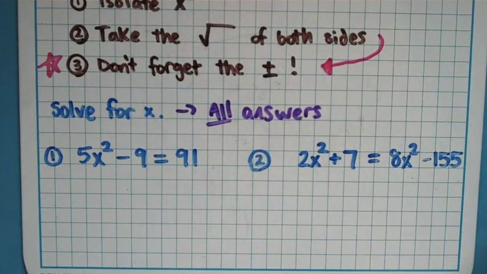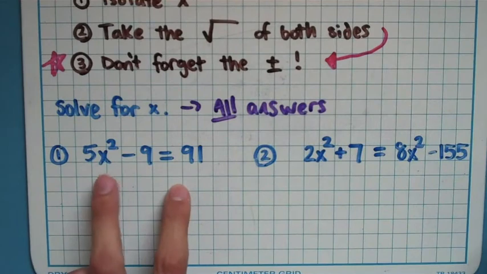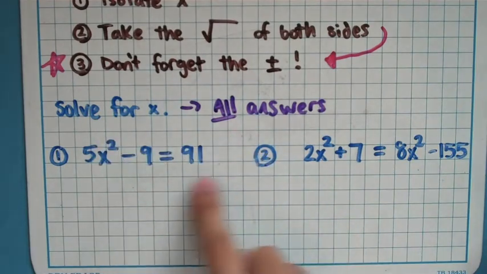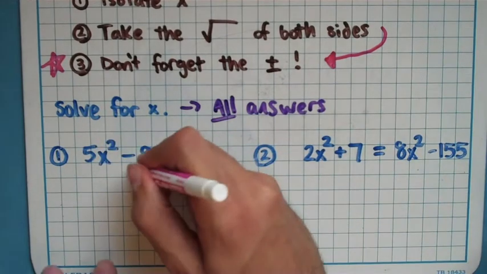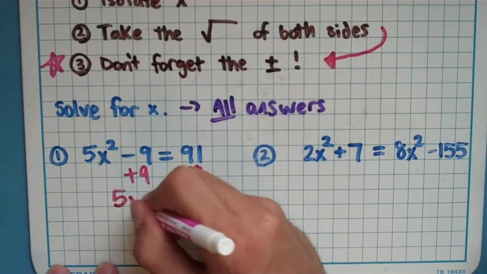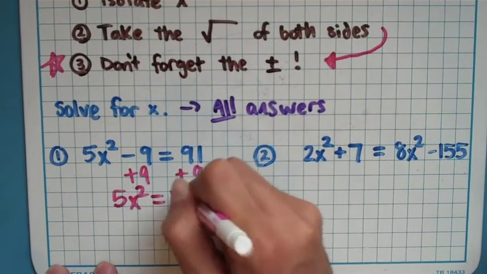So our job is to get the x squared by itself in this problem. And that's going to play out just like it normally did. Like if this was just a plain old x right here, you'd add 9 to both sides. And when you do that, you get 5x squared equals 100.